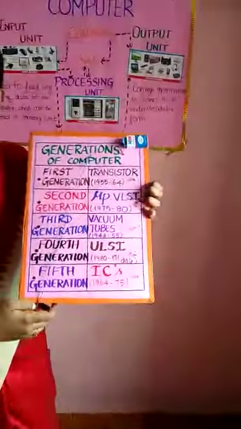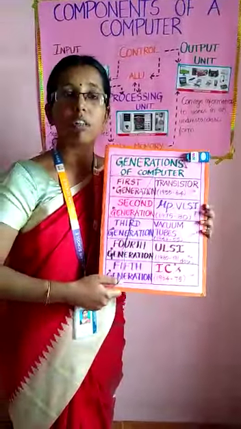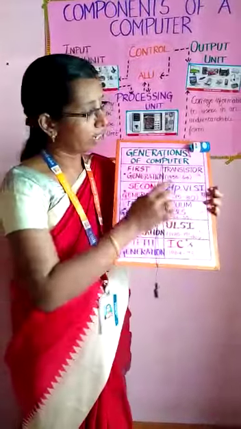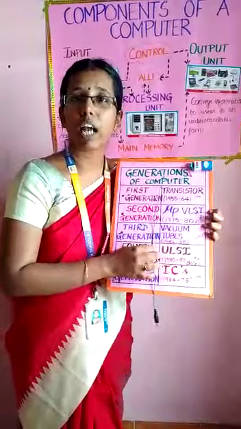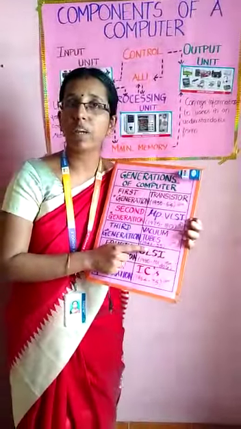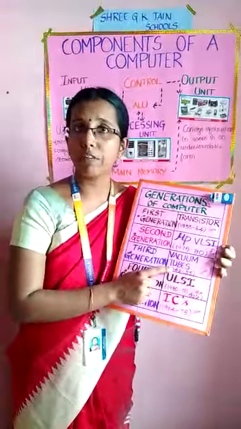And this vacuum tube is big in size and it consumes more power and generates more heat. And we can only use machine languages in this first generation. Machine language in the sense we have to give instruction to the computer by means of zeros and ones.